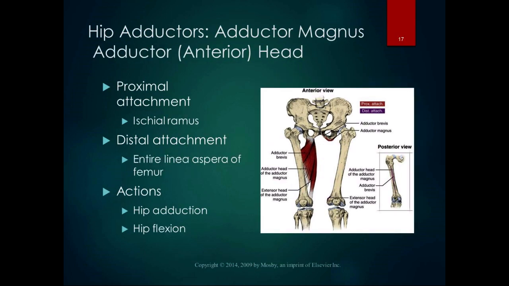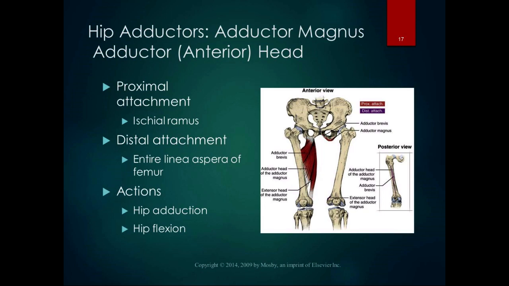So the adductor head is the anterior head. Its proximal attachment is the ischial ramus, and the distal attachment is the entire linea aspera of the femur. So it has a very broad distal attachment. It's like an upside down triangle, if you want to think of it that way. It is similar to the adductor brevis in its innervation. It's got the obturator nerve, and it does a little bit of hip flexion, similar to the other adductors, and it's a major hip adductor.